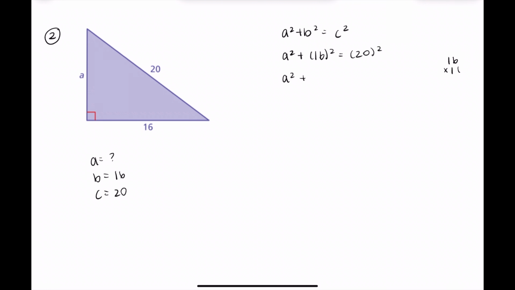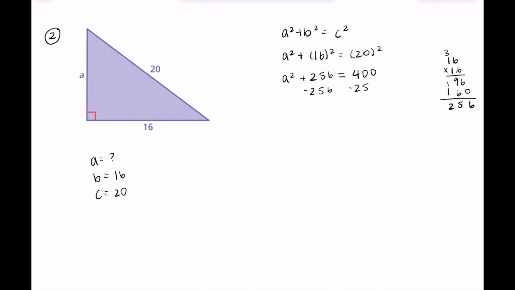16 squared, I'll do that on the side with you guys. When we multiply 16 times 16 together, we end up getting 256. So it would be a squared plus 256 equals, we know 20 squared is just 20 times 20, which is 400. So a squared plus 256 equals 400.